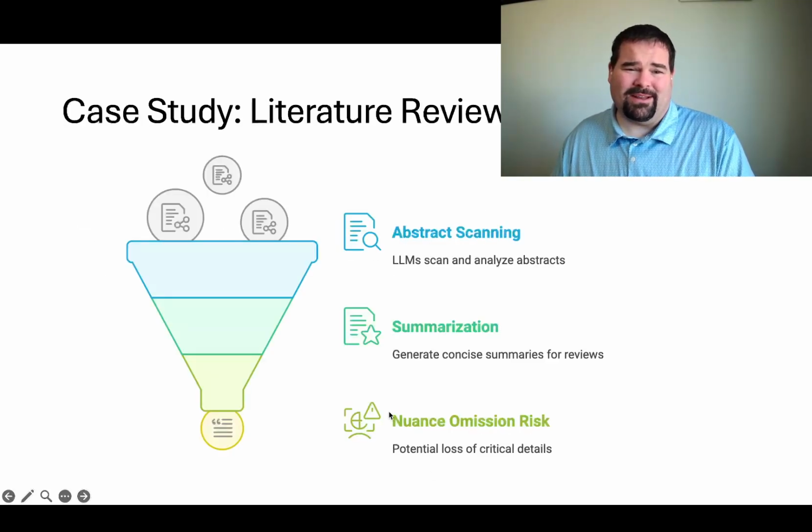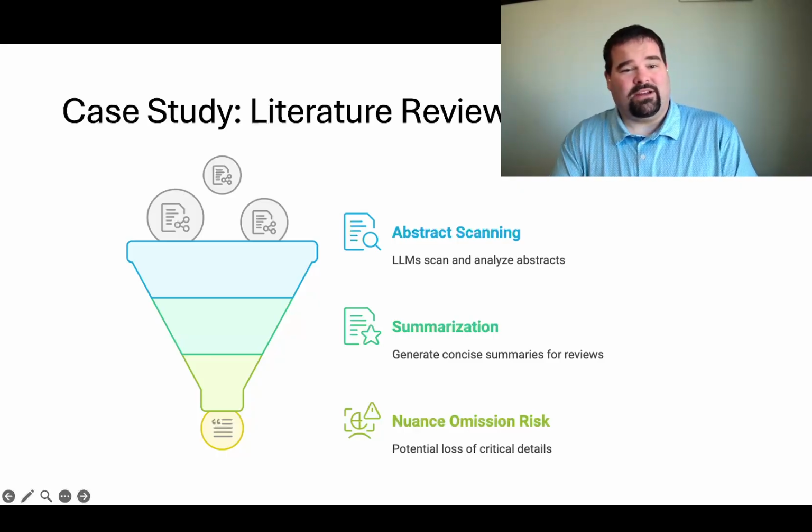So, literature review automation. If we're going to do a literature review automation, we want to think about how we're going to teach it to scan the abstracts, identify and pull down the specifics that we're interested in. So an LLM can summarize thousands of abstracts and do it in a very good way.